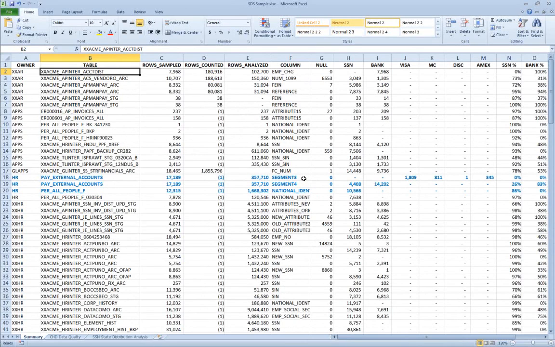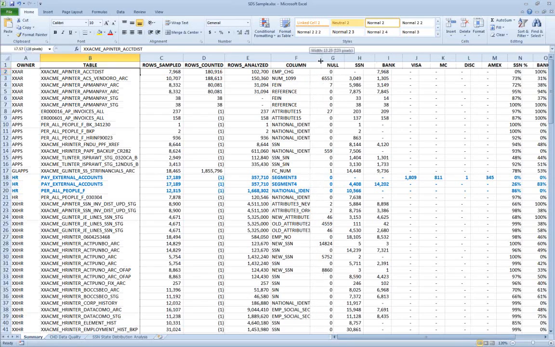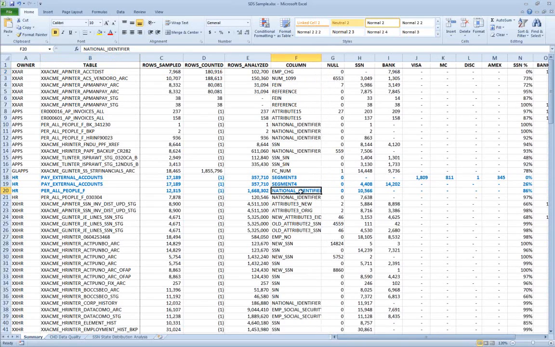And then it's a little bit hard. A lot of people say, oh yeah, we'll just search for the column national identifier, and that'll pick off every column we have, right? Well, in this case, in PAY_EXTERNAL_ACCOUNTS, they actually have bank account numbers in segment 4. That's a very standard location for it. In segment 3, well, they've got some credit card numbers there. How about attribute 15 in this custom table, that I'm not even sure what that table is, but it had bank account numbers in it.